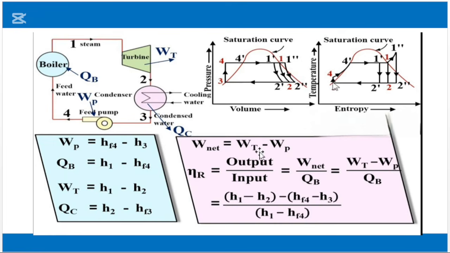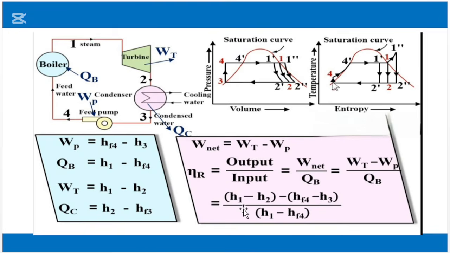Now what is the net work done? I told you already that we also provide some work done to the feed, but the actual work done is done by the turbine. So the net work done by the Rankine cycle is Wt minus Wp. So what is the efficiency? This is eta. The efficiency of the Rankine cycle is output over input. Output is nothing but the net work done. Input is the amount of heat supplied to the boiler. So W net by QB. So what is W net? Net is Wt minus Wp, and here we have QB.